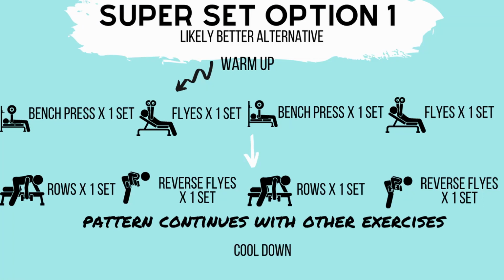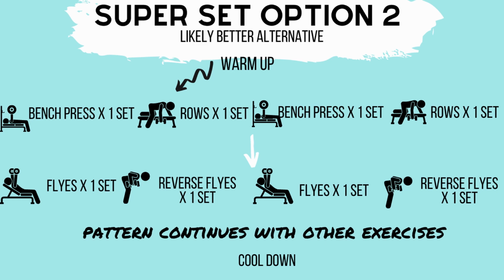I could either pair the bench press with the flies and the rows with the reverse flies. I could pair the bench press with the rows and the flies with the reverse flies. Either combination would work out just fine. Circuits can be really useful in larger group settings where we want to keep everything moving at a very fast pace and we're working with lighter weights.